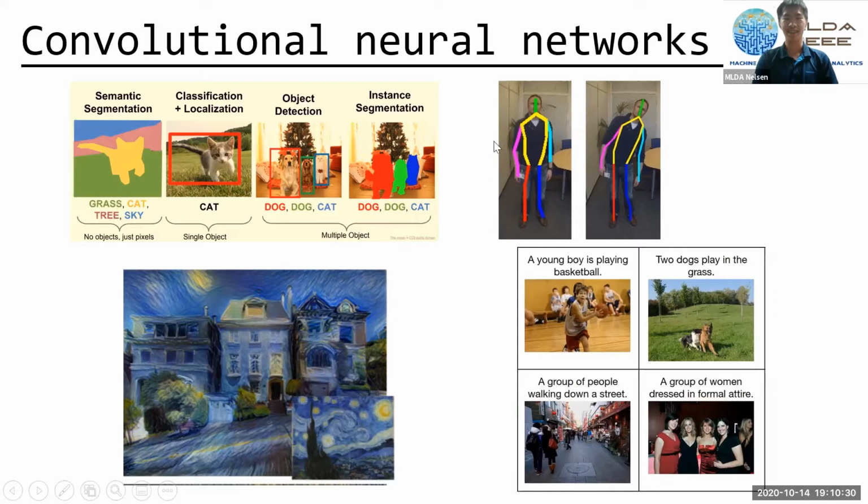Another thing that CNN can do is pose estimation, which is to determine the motion or movement of a certain object or person.